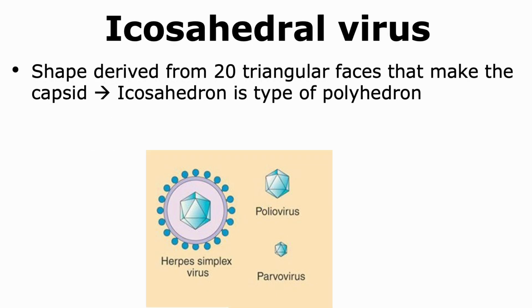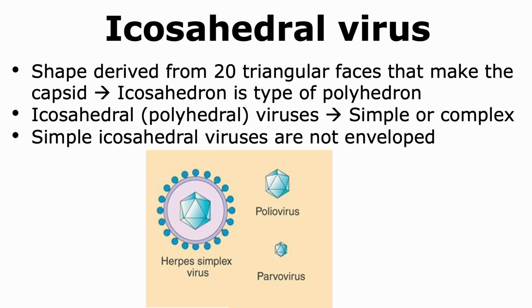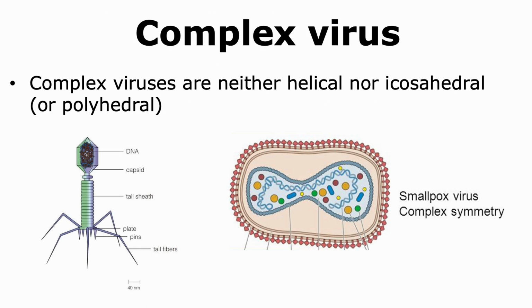An icosahedral virus has an icosahedral shape which is derived from 20 triangular faces that make the capsid. The icosahedral viruses can be simple or complex. Simple icosahedral viruses do not have an envelope, while complex icosahedral viruses tend to have an envelope surrounding the capsid. Complex viruses, on the other hand, are neither helical nor icosahedral.